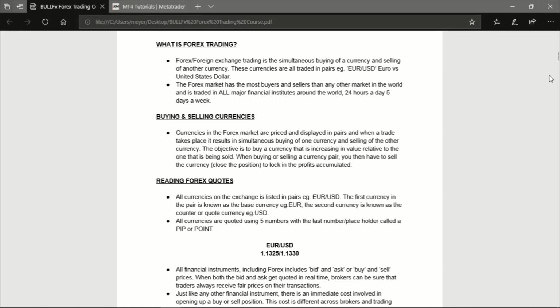So, the first thing we're going to start off with is: what is Forex trading? Forex, or foreign exchange trading, is the simultaneous buying of a currency and selling of another currency. These currencies are all traded in pairs, for example Euro USD, or Euro versus the United States dollar.